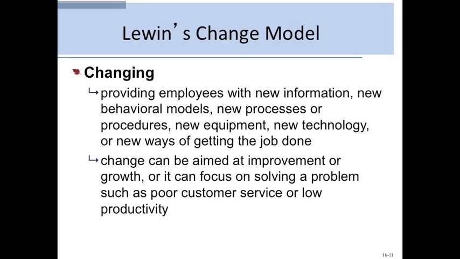Change can be aimed at improvement or growth, or it can focus on solving a problem. Going back again, change doesn't necessarily always have to do with resolving or fixing a problem. It can actually be about exploiting or taking advantage of some new opportunity.